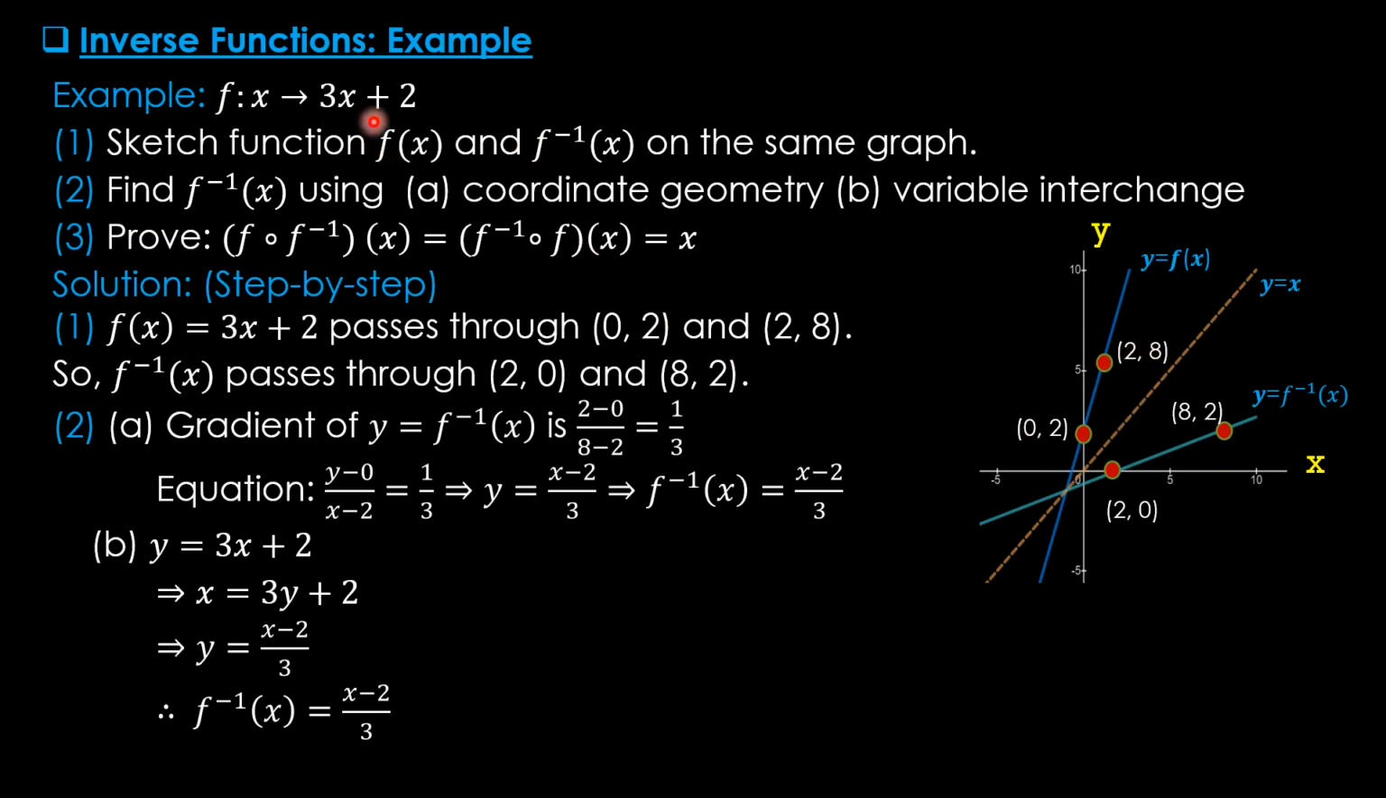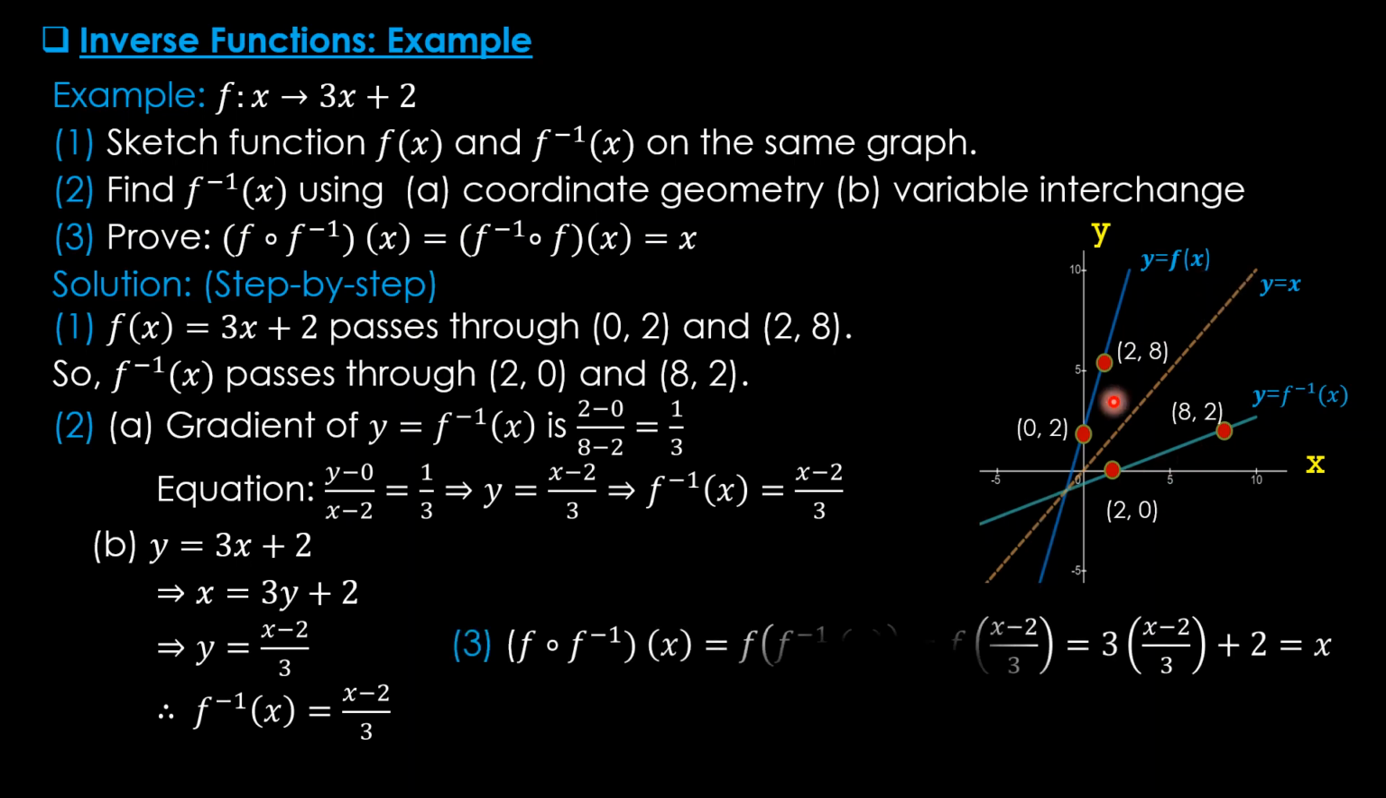So the original function was 3x plus 2, which was here, y equal to f(x), and we find the inverse function like this, and this is y equal to x here. Sorry, this is not an asymptote in this case, it is the mirror line for the inverse function. So y equal to f(x) and y equal to f inverse x are on both sides of this line y equal to x.